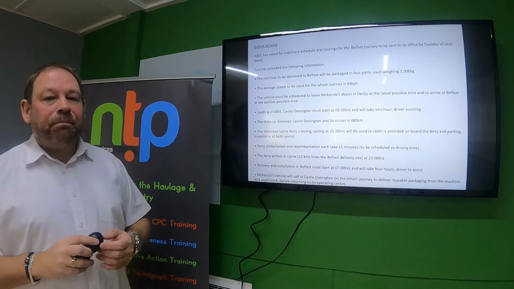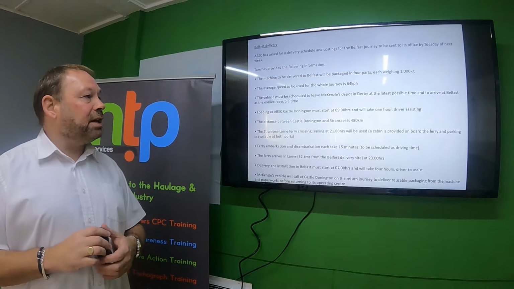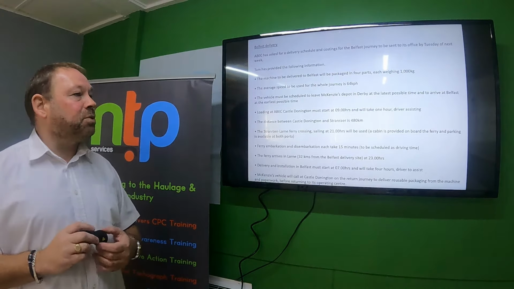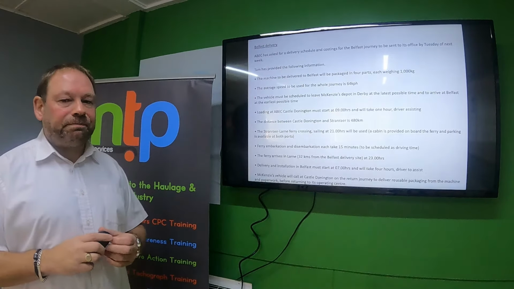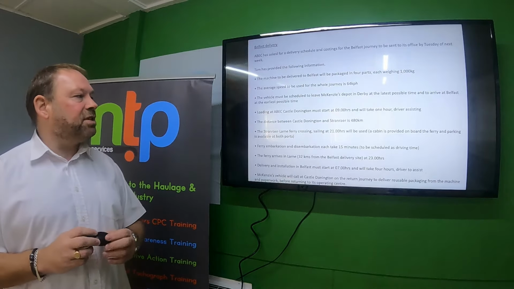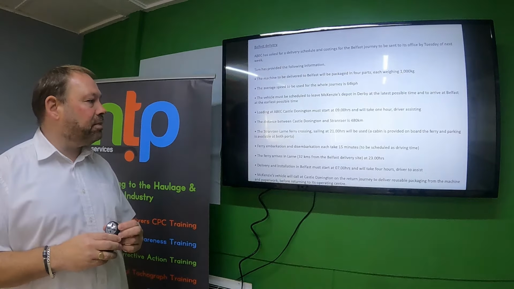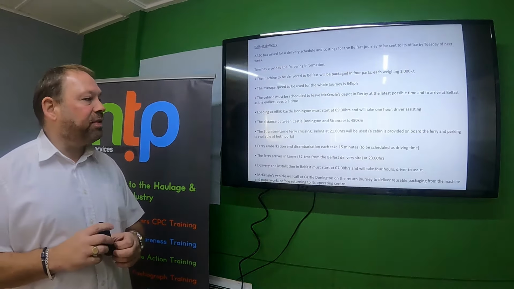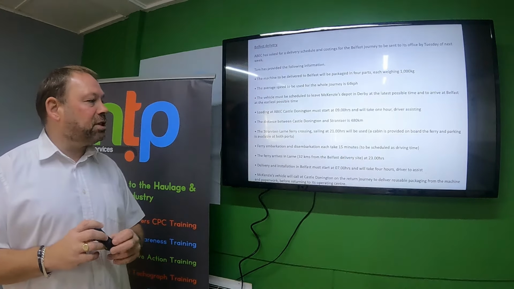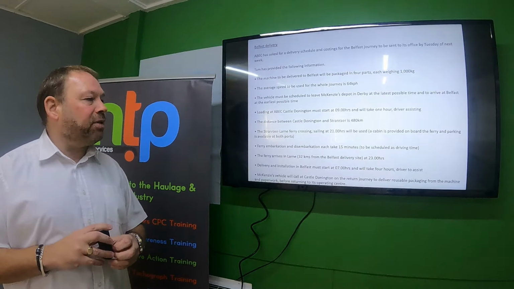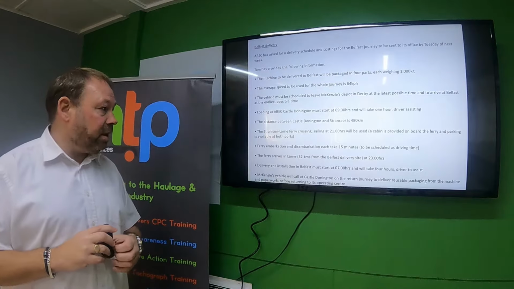Next bit, Belfast delivery. ABEC has been asked for a delivery schedule and costings for the Belfast journey to be sent to its office by Tuesday of next week. Tom has provided the following information. The machine to be delivered to Belfast will be packaged in 4 parts, each weighing 1,000 kilograms. The average speed to be used for the whole journey is 64 kilometres per hour. The vehicle must be scheduled to leave Mackenzie's depot in Derby at the latest possible time and to arrive at Belfast at the earliest possible time.